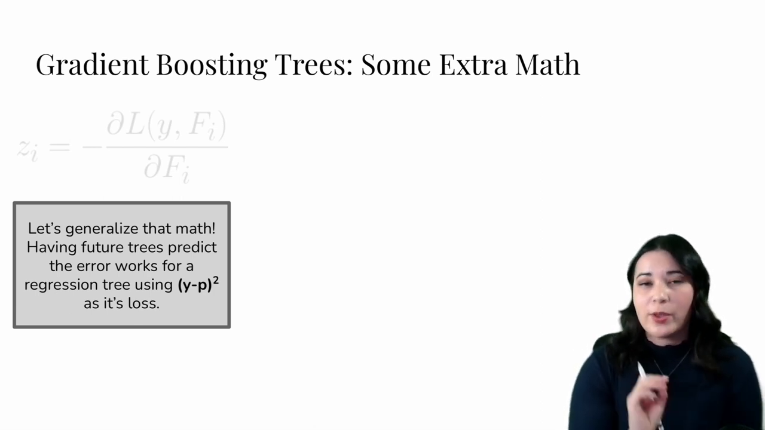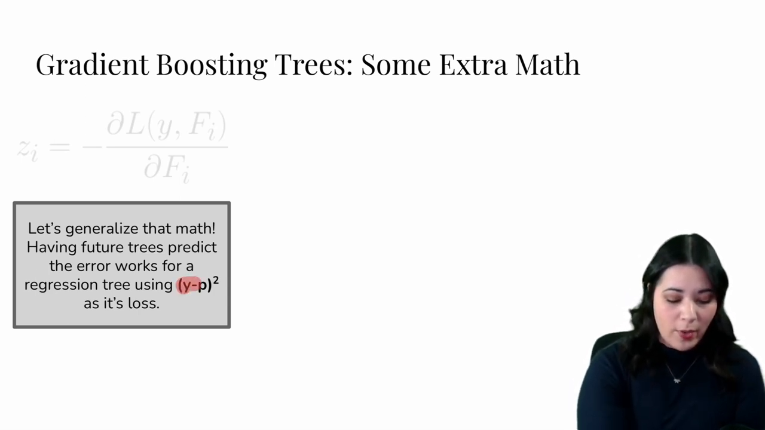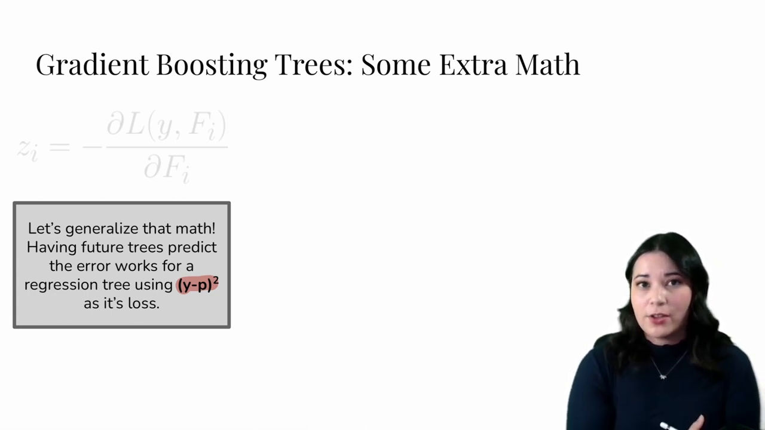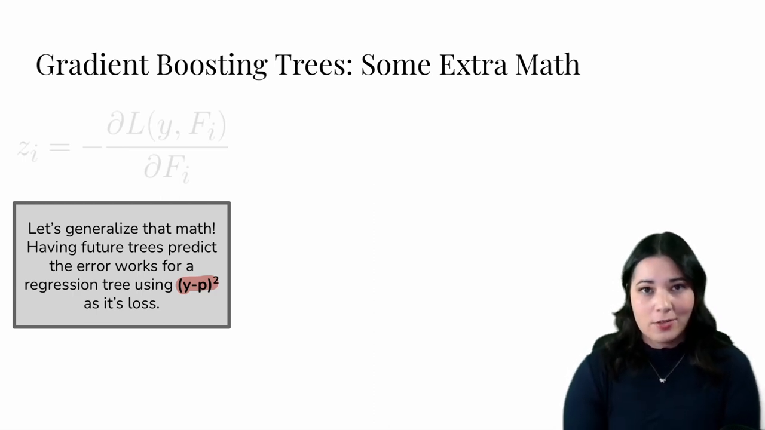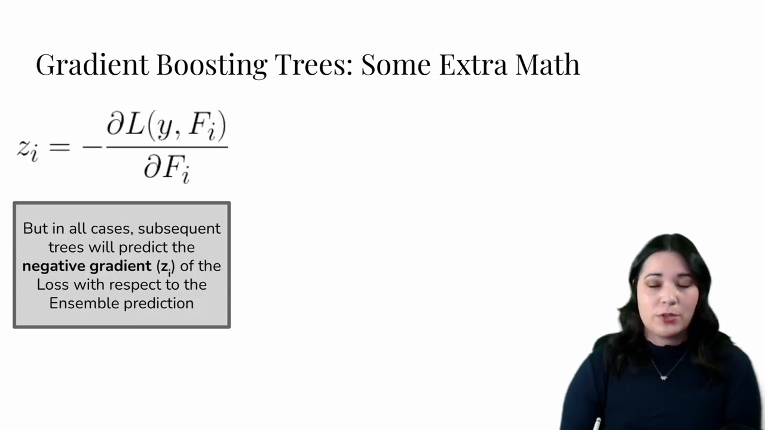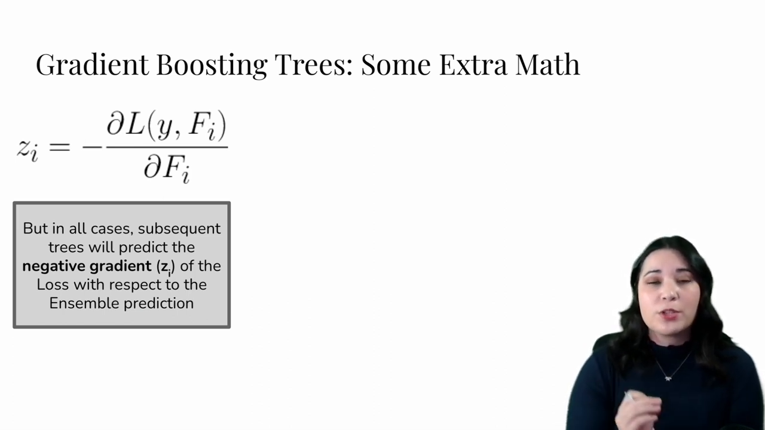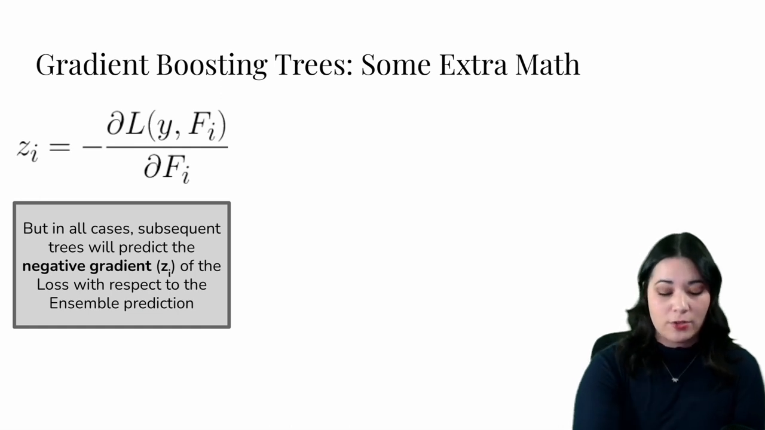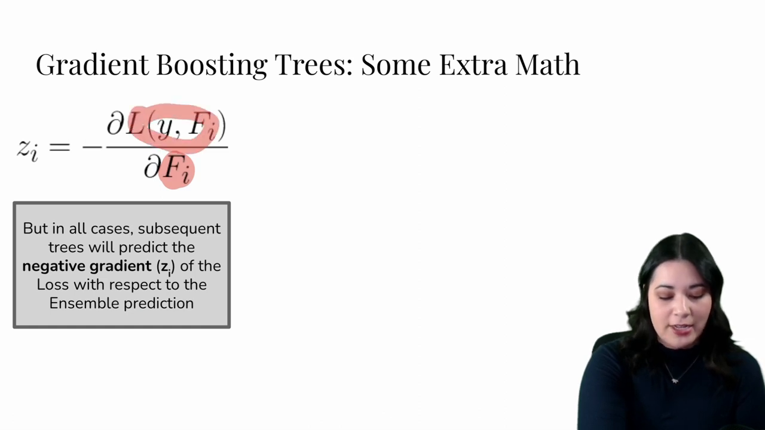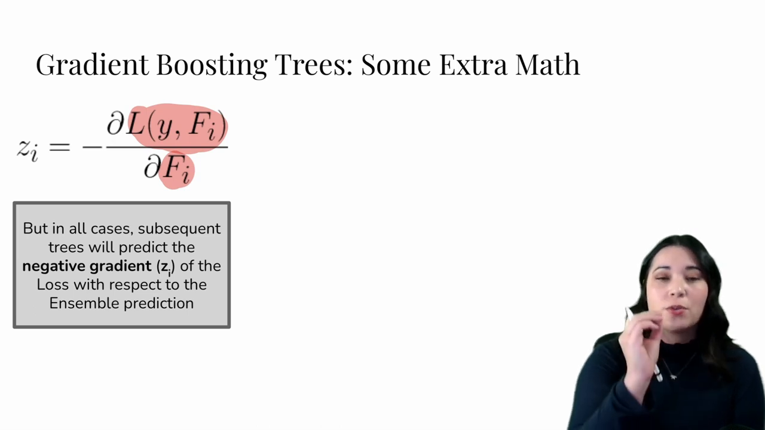This works specifically when we have a continuous value that we're predicting, and the way that we're measuring the performance of our model is with squared error. However, we want to generalize the math so that even if we're not predicting a continuous value or we're not using squared error as our loss function, we can still take advantage of gradient boosting. In general, when building gradient boosting trees, each tree should predict the negative gradient of the loss with respect to our prediction. Gradients are just partial derivatives, and remember, derivatives tell us if we change our prediction, how does that change the loss? In other words, it tells us what adjustments to make to our prediction to improve our loss.